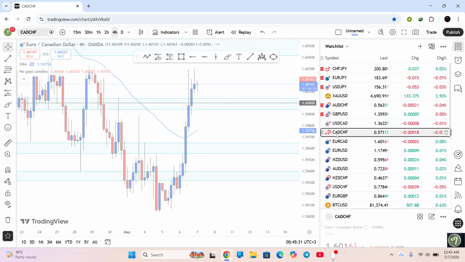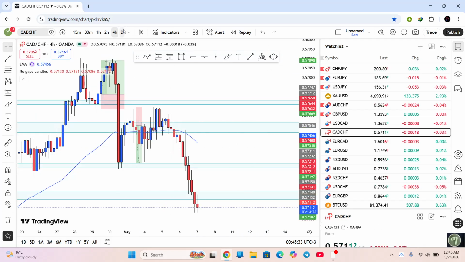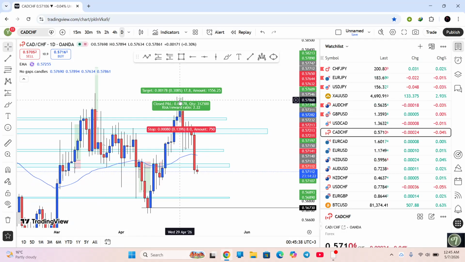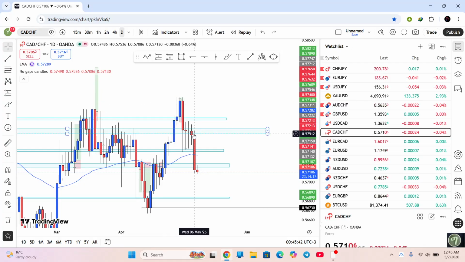Okay, and in the long run it's going to benefit you, so always stick with your plan. CAD-CHF, we had the higher high. We were forming some kind of higher low on Tuesday. Price formed this beautiful bearish rejection under the resistance level, and I already explained to you guys that I was expecting that price will keep going to the downside.